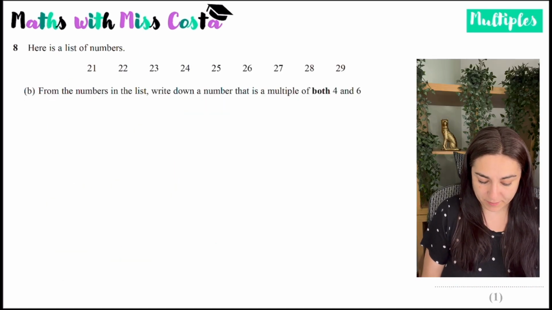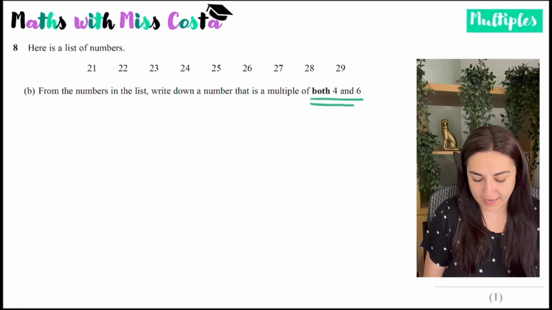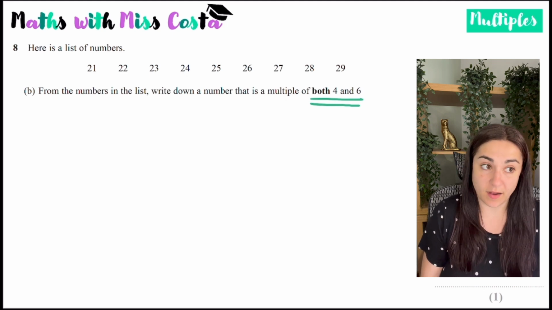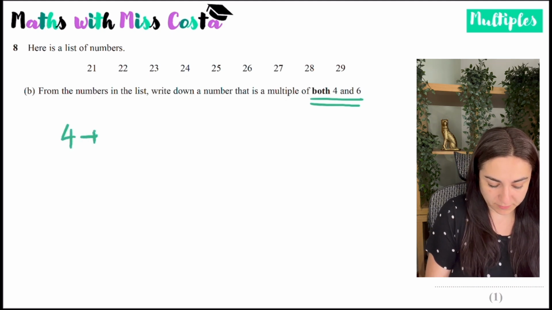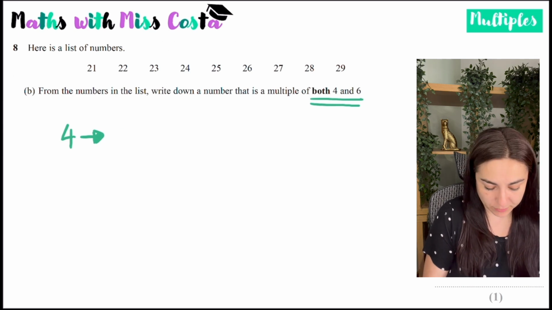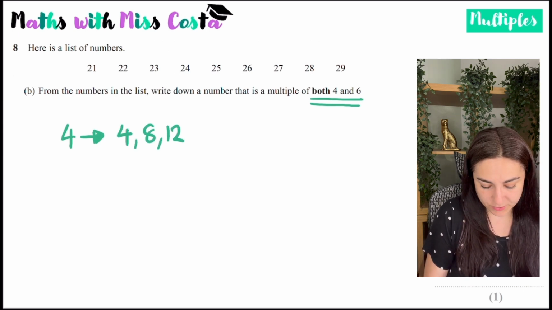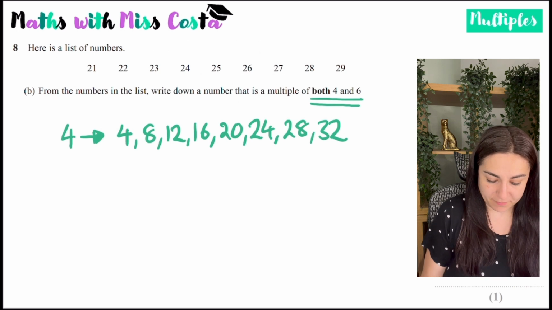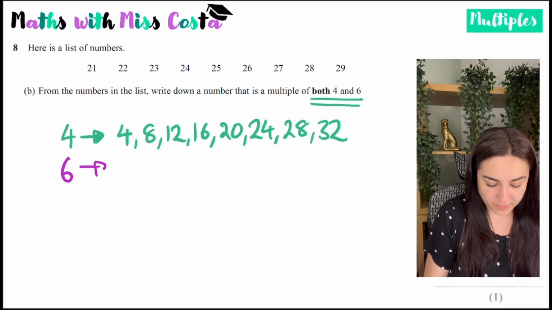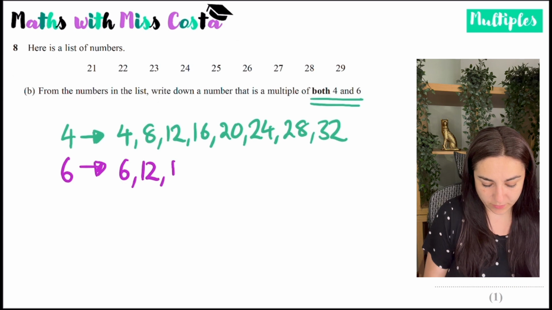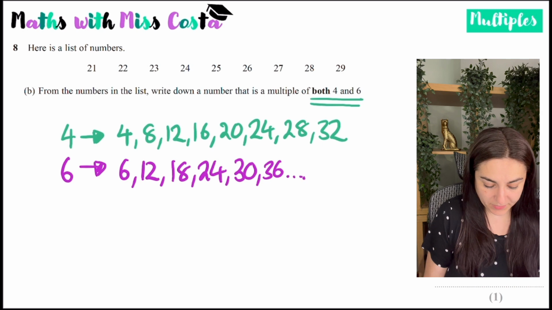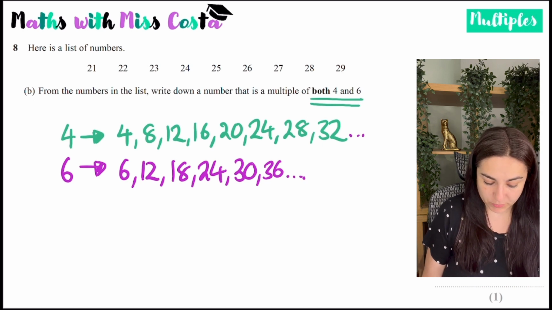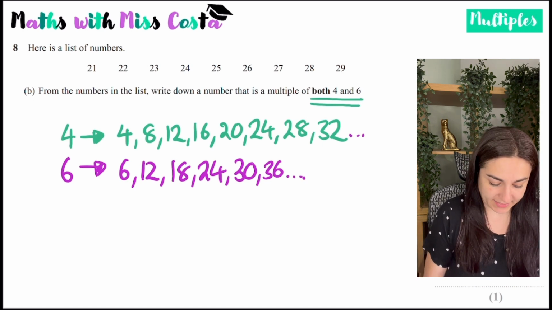I now need to write down a number that is a multiple of both 4 and 6. So I could start by writing out what the multiples of 4 are, which would just be the 4 times tables. So 4, 8, 12, 16, 20, 24, 28, 32, and do the same for 6. So I've got 6, 12, 18, 24, 30, 36. And which number appears in both of these times tables, essentially.